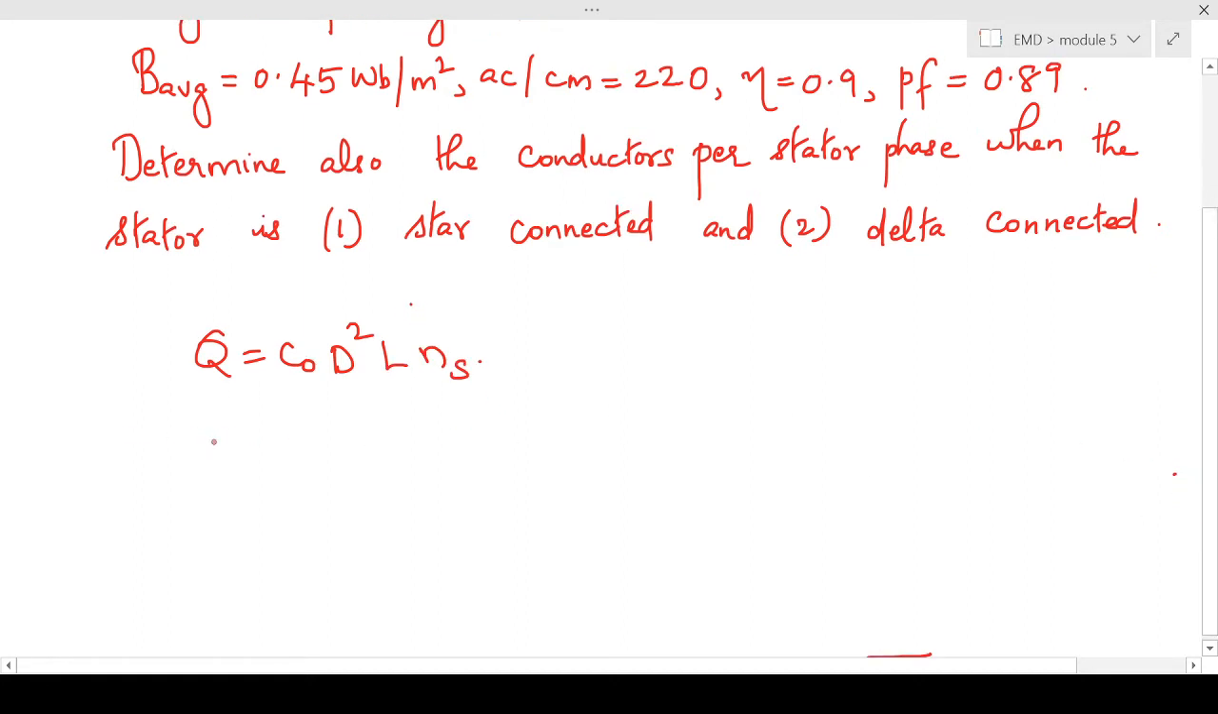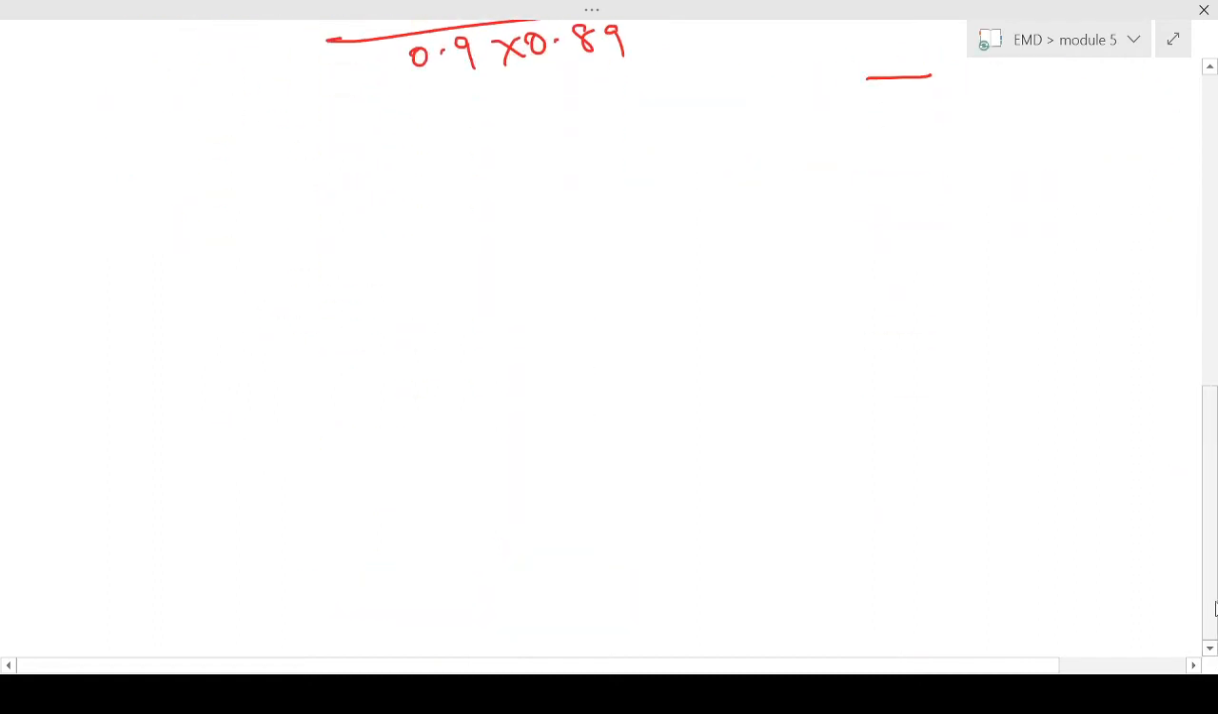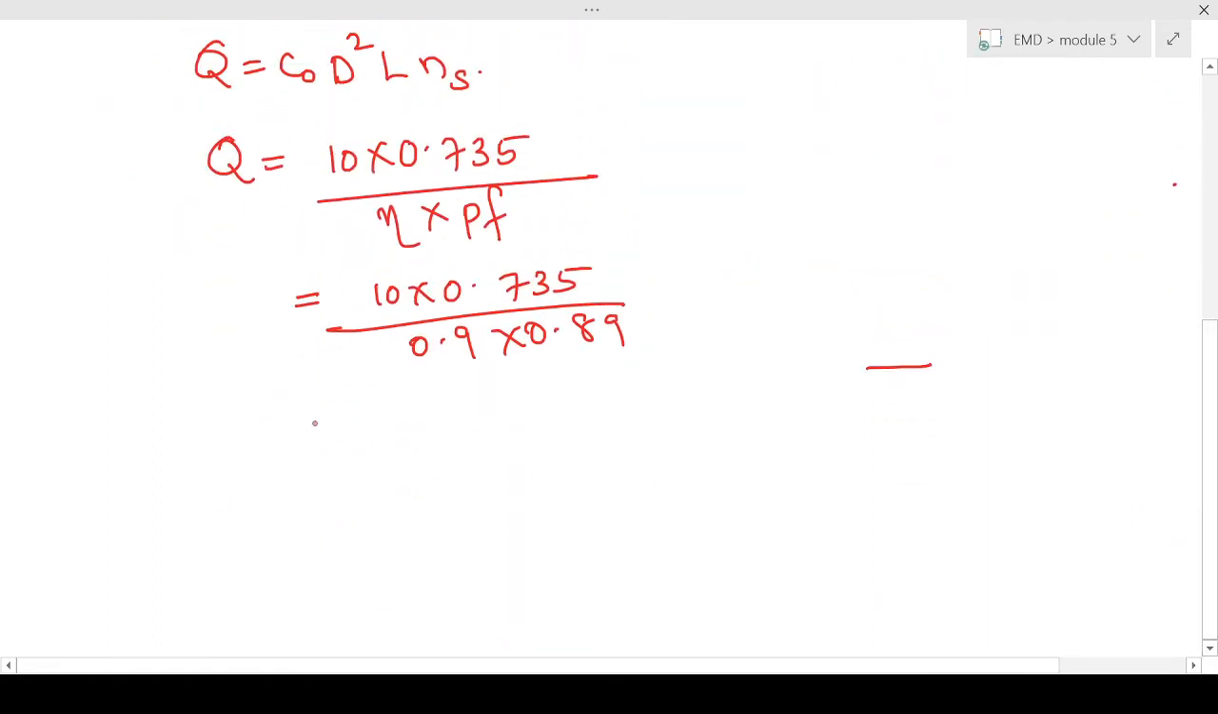So first let's find the input kVA Q. Q is equal to output, that is output in HP, 10 into 0.735 divided by efficiency into power factor. That gives the input kVA. So let's find out what is Q. 10 into 0.735 divided by efficiency, which is given in the question as 0.9, and power factor is given as 0.89. So we'll get Q as 9.176 kVA.